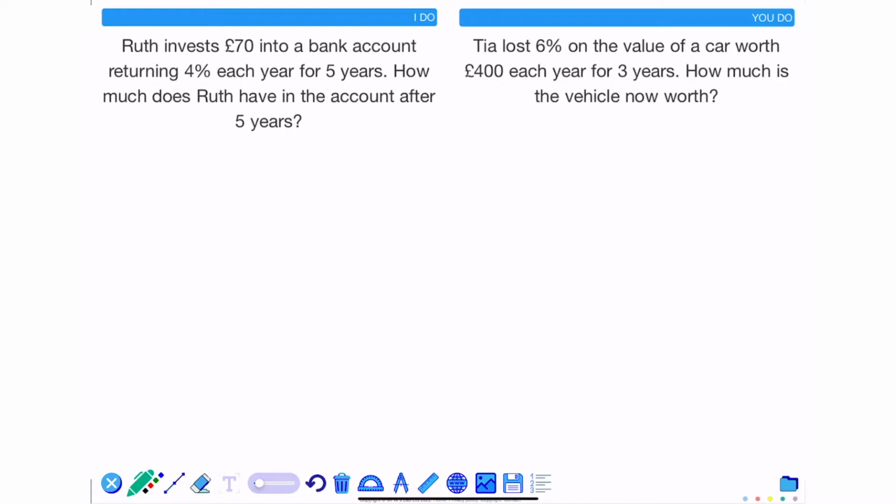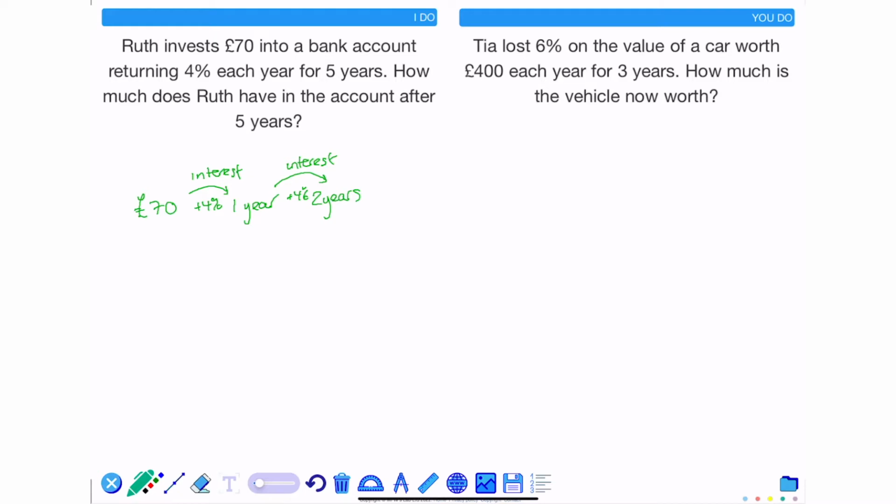We start off with an original amount of £70, and each year, interest is going to be added on based on what is currently within the account. So after 1 year, I'd expect there to be more money in this account. After 2 years, I'd again expect there to be even more, simply because I'm going to be earning 4% every single year based on what's in the account.